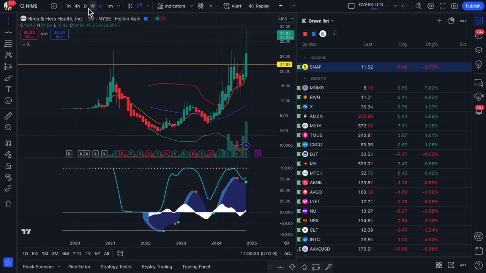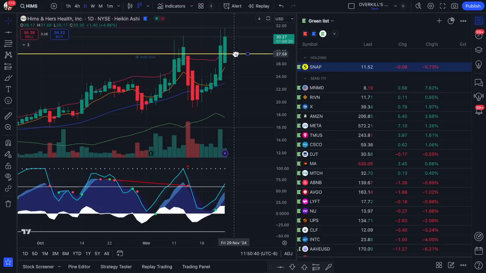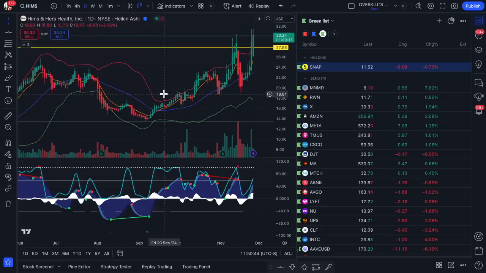HIMS is going straight up. This was a big winner from the watch list this week. We called the green dot out there on the 22nd, right around 22. It's sitting at $30 right now. You're getting up here into profit-taking territory. I'd keep inching your stop loss up. I'd put your stop loss at, call it 27.50.